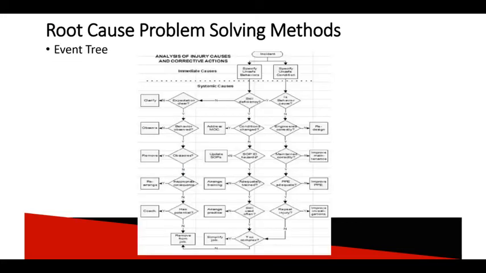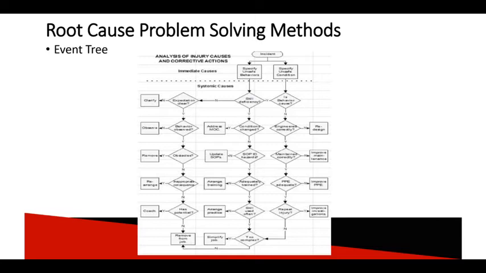The event tree. This is a systematic approach to identifying injury causes and corrective actions. Many of you may recognize this, as it is in our internal investigation spreadsheet. The event tree starts off with identifying immediate causes of an incident: unsafe behavior or unsafe condition. Once one of those is determined, it will move down below to identify systematic causes. It will then take you through a process, asking certain questions, and then leading you down a path whether you answer yes or no.